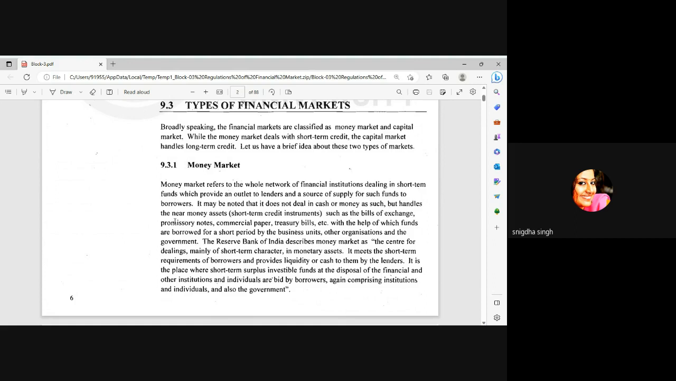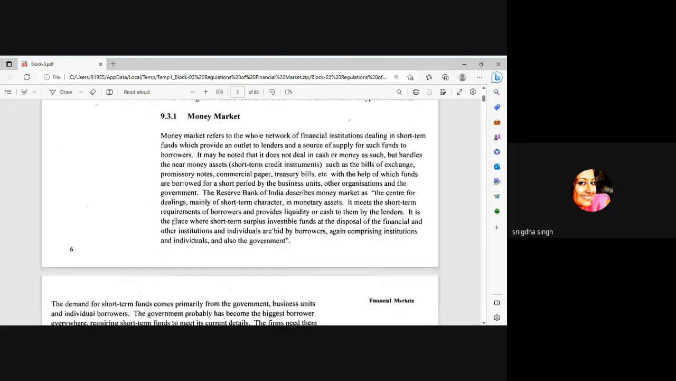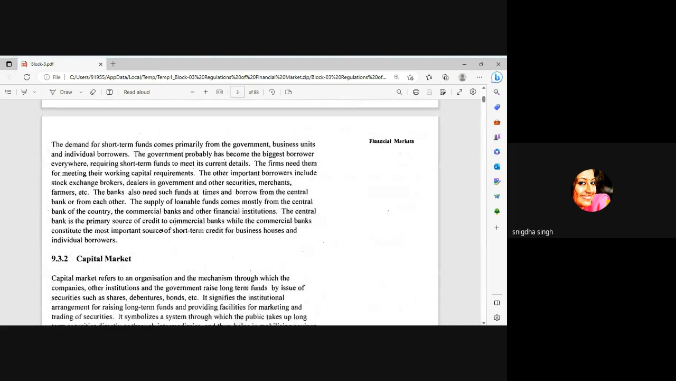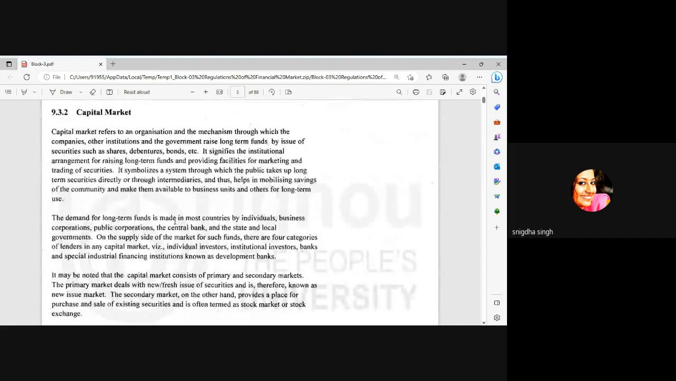Whenever you need finances, your need might be either short term or long term. When you need finances only for a short period of time, that means you need those finances for operational purposes, or for working capital, for the operation of the business. Then you raise such finances from the money market. But when you need funds for a long period of time, you basically need it for capital investment. Long term funds means capital investment.